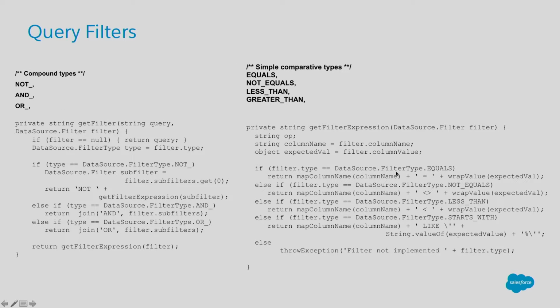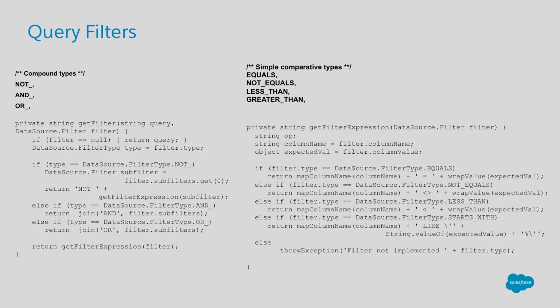So, query filters. We pass you one filter, but the thing to note about that is that it could be a compound filter, so you would need to break that down into simple types and process it. And the way you can tell apart what filter it is is by the filter type on the DataSource.filter object that gets passed in.